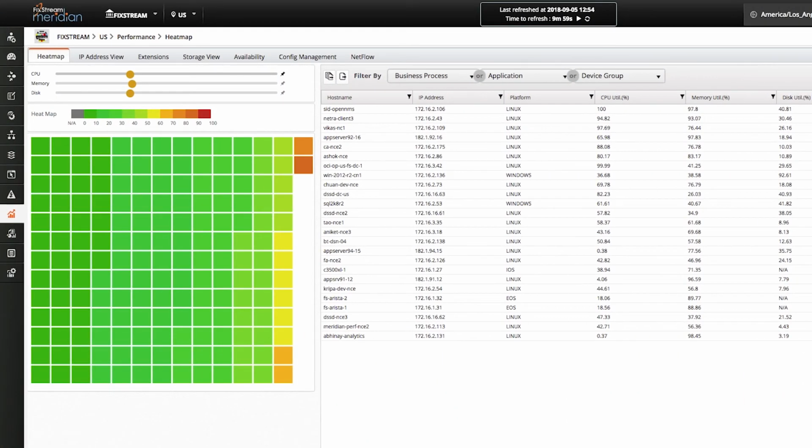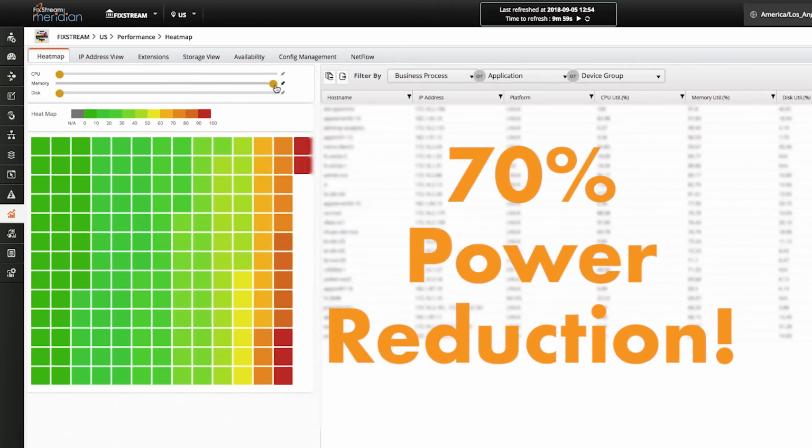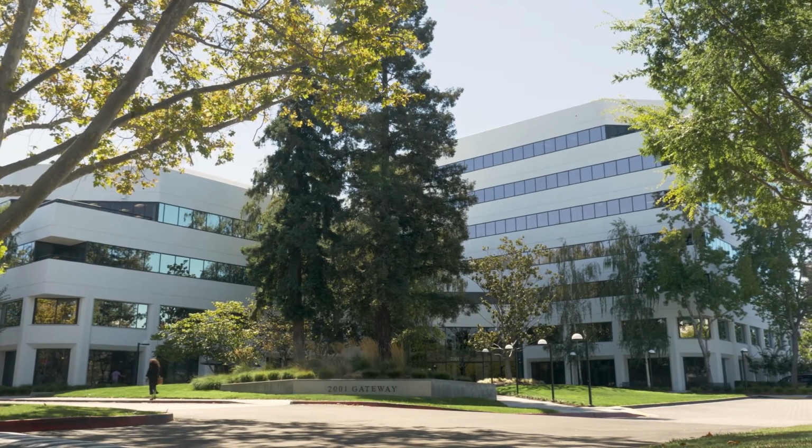Once we installed FixStream, since we discovered the stuff that we wanted to move, and by discarding the stuff that we didn't want, we almost reduced our power consumption by 70%. We had 180 racks, and we went down to about 48 racks. That was a big saving for us.